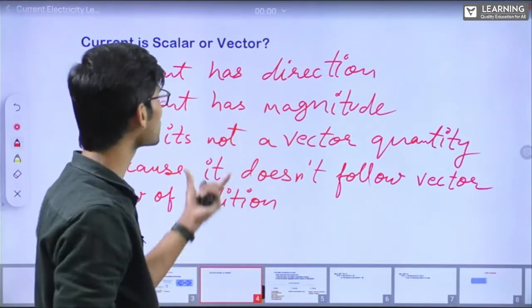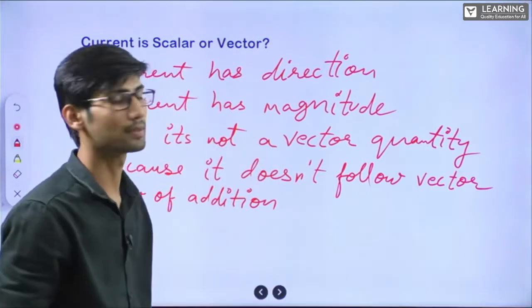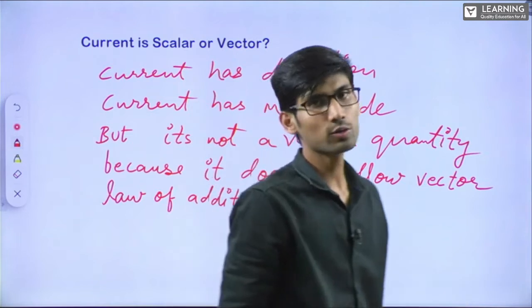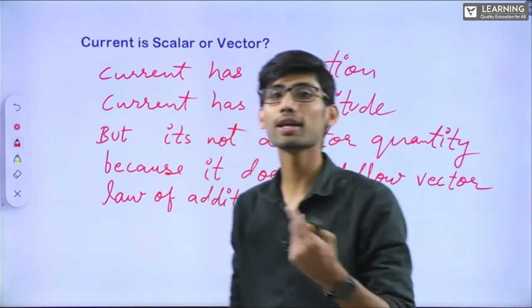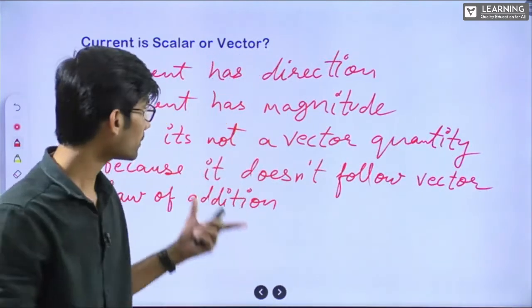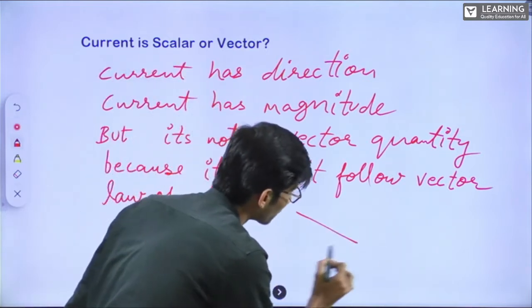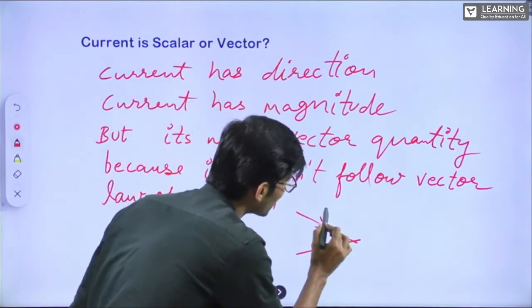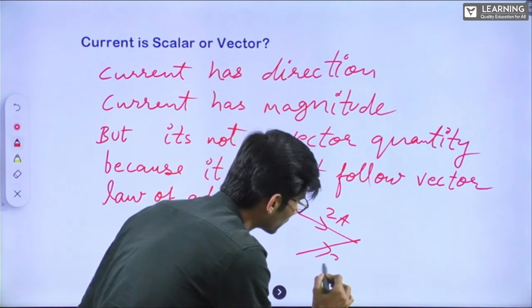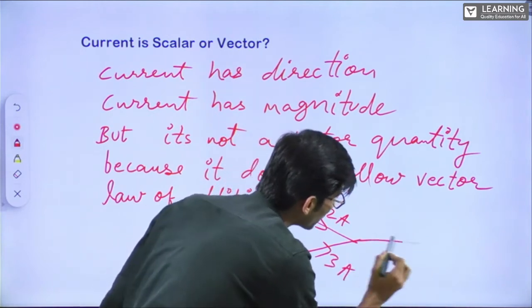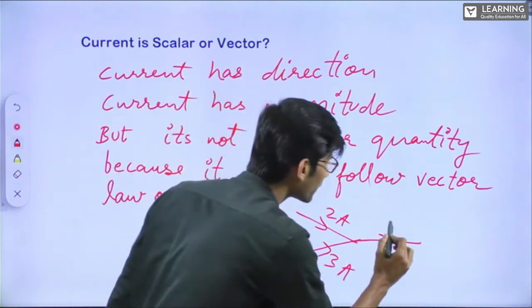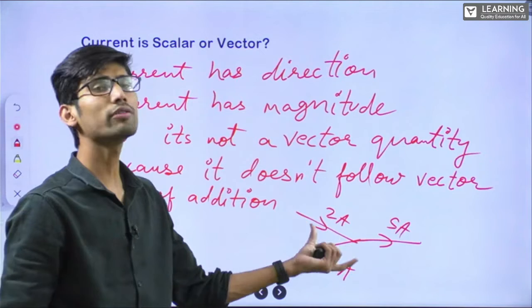Clear? So it is not a vector quantity. So then what is it? According to CBSE, it is a scalar quantity. All right. But now, see, if you see current, it is going in this direction, let's say 2 ampere. Here it is going 3 ampere, let's say. How much will be coming out from here? 5 ampere. So it is not following vector law.